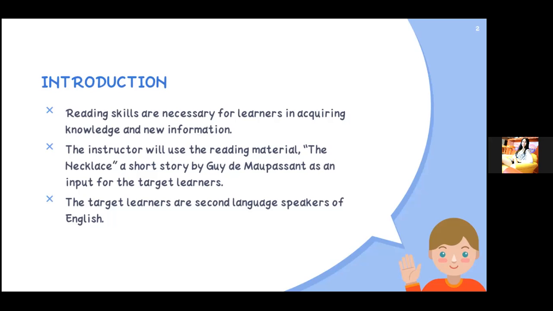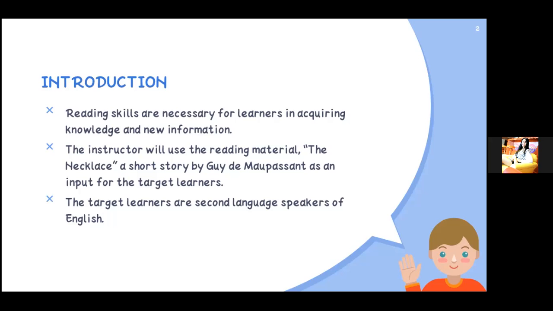The instructor will use the reading material The Necklace, a short story by Guy de Maupassant, as an input for the target learners. It is designed and intended for tertiary students. The target learners are second language speakers of English. They are eloquent, have strong linguistic skills, and good memory for spoken information, which is a good prospect for the task.